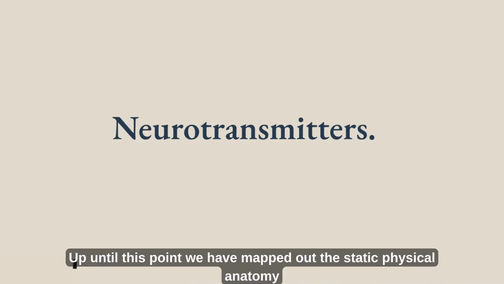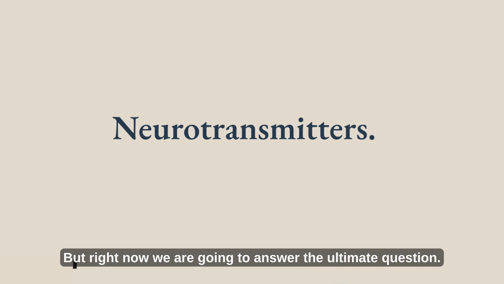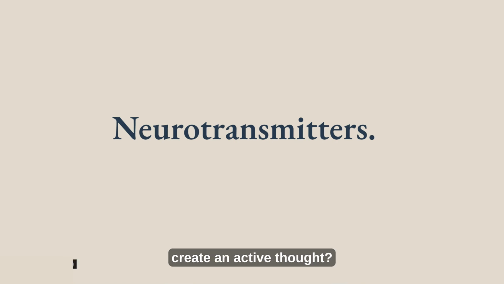Up until this point, we have mapped out the static physical anatomy of our brain cells. We met the neurons and we looked at the glial cells keeping them alive. But right now, we are going to answer the ultimate question. How does a collection of static cells actually come alive to create an active thought?